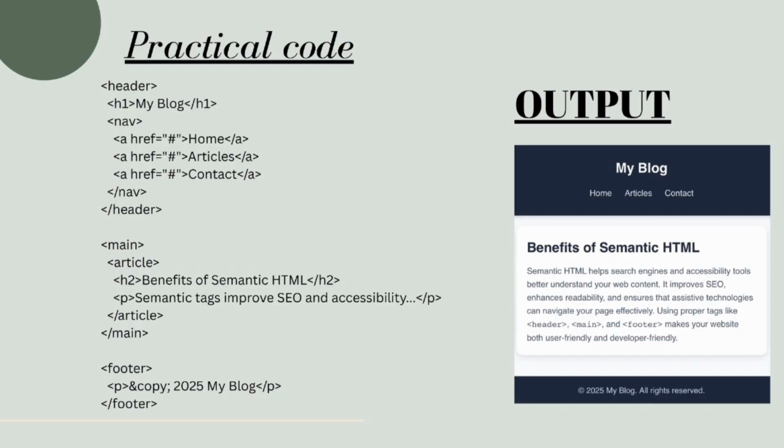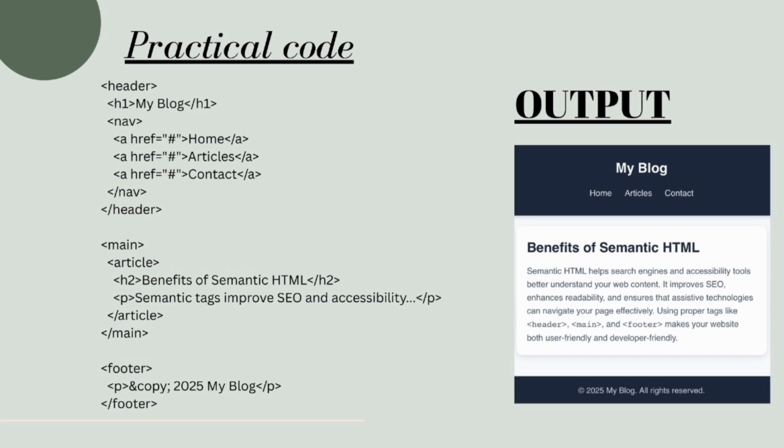We start with the header tag, our site wide intro. Inside that, we place the h1 tag for the main title, my blog, and the navigation tag, which contains all our site links. Moving down, the main tag immediately tells the browser this is the unique content of this page. Inside main, we use the article tag, which signifies a self contained piece of content, our blog post. Note the clear hierarchy with the h2 tag for the article title. Finally, we close out the structure with the footer for copyright information.